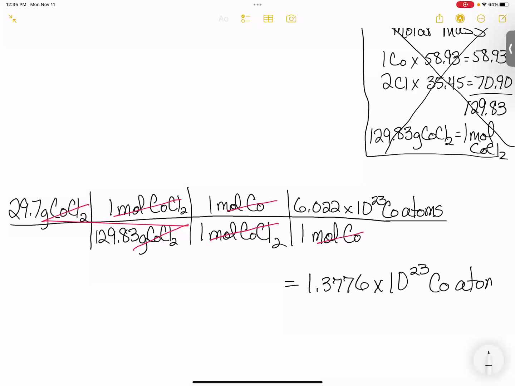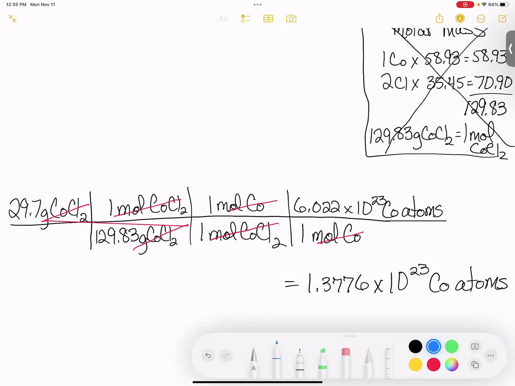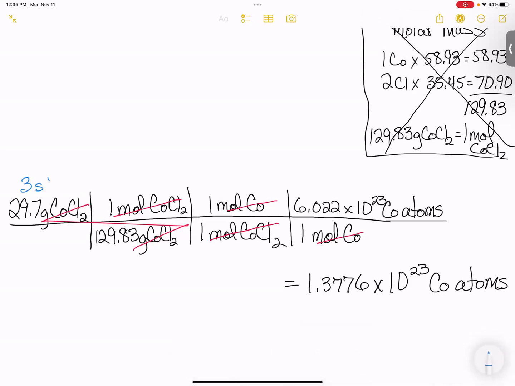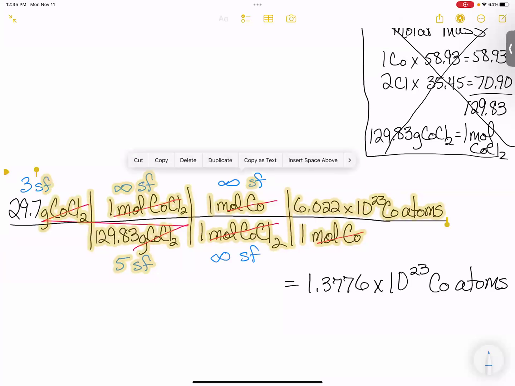Now we need to determine the number of significant digits. We have 3 significant digits in our starting number. In the molar mass, the mole portion has an infinite number of significant digits, but the mass portion has 5 significant digits. In the mole to mole ratio, all mole to mole ratios will have an infinite number of significant figures in the numerator and in the denominator.